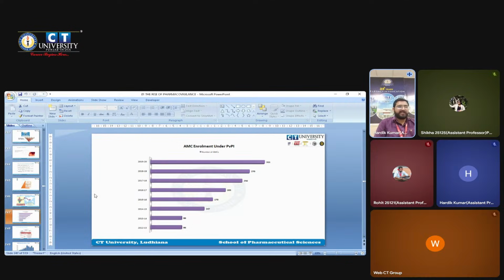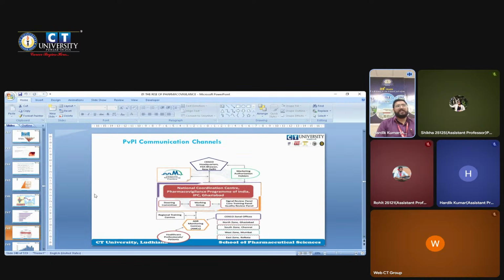If we talk about the previous data, till 2020 there were 311. If we talk about now, there are more than 350 AMC centers that are registered in India. This is the PvPI communication channel, in which there are the Uppsala Monitoring Centre, SDISCO, and marketing authorizations that have to be regulated in the PvPI India, IPC Ghaziabad.